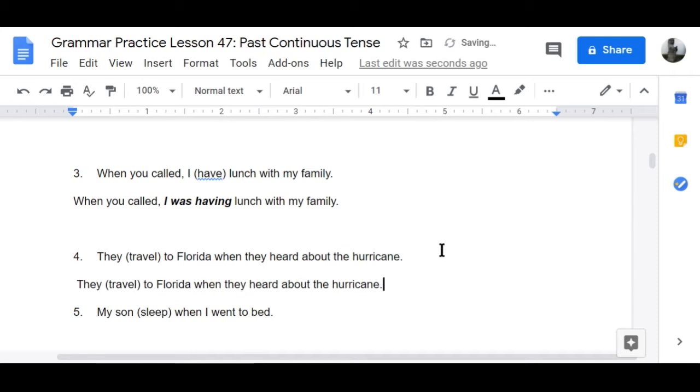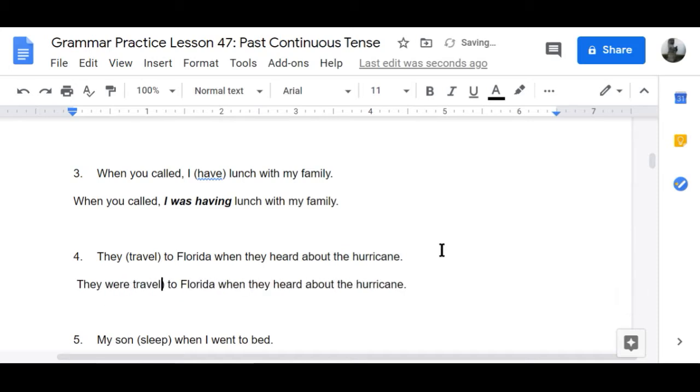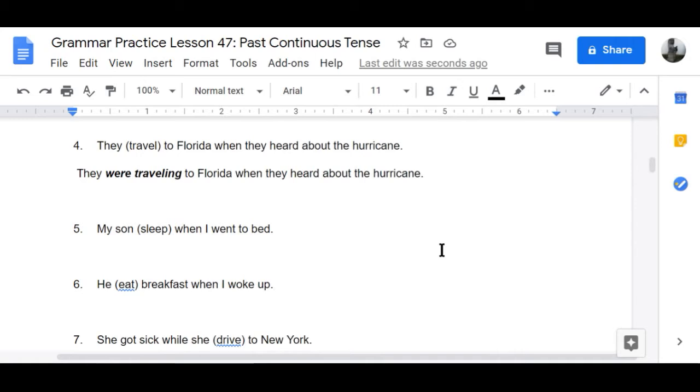4, they to Florida when they heard about the hurricane. They, guys, help me. They were doing what? Traveling. They were traveling to Florida when they heard about the hurricane. Cool, or maybe they canceled the trip and they were not surprised by the hurricane.